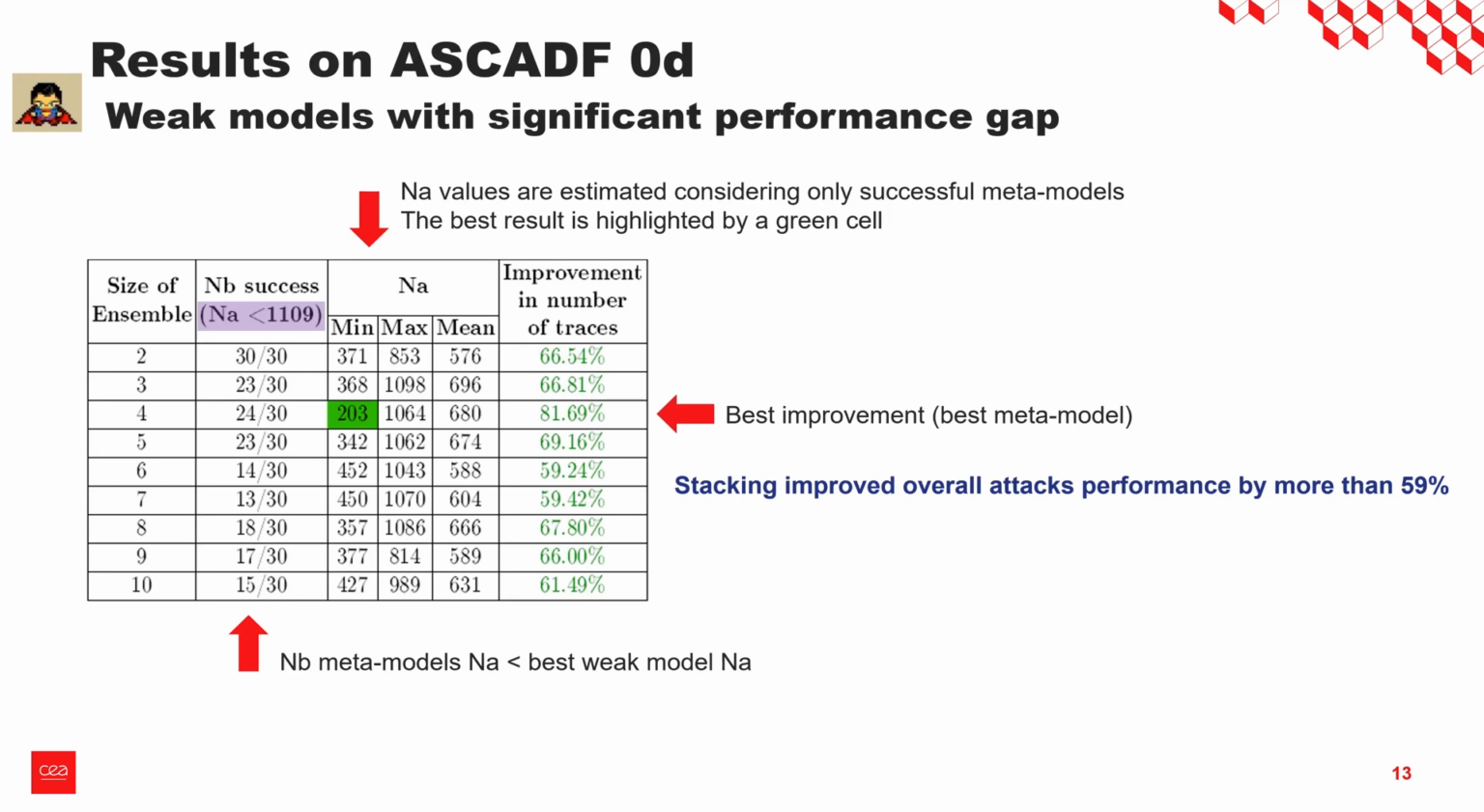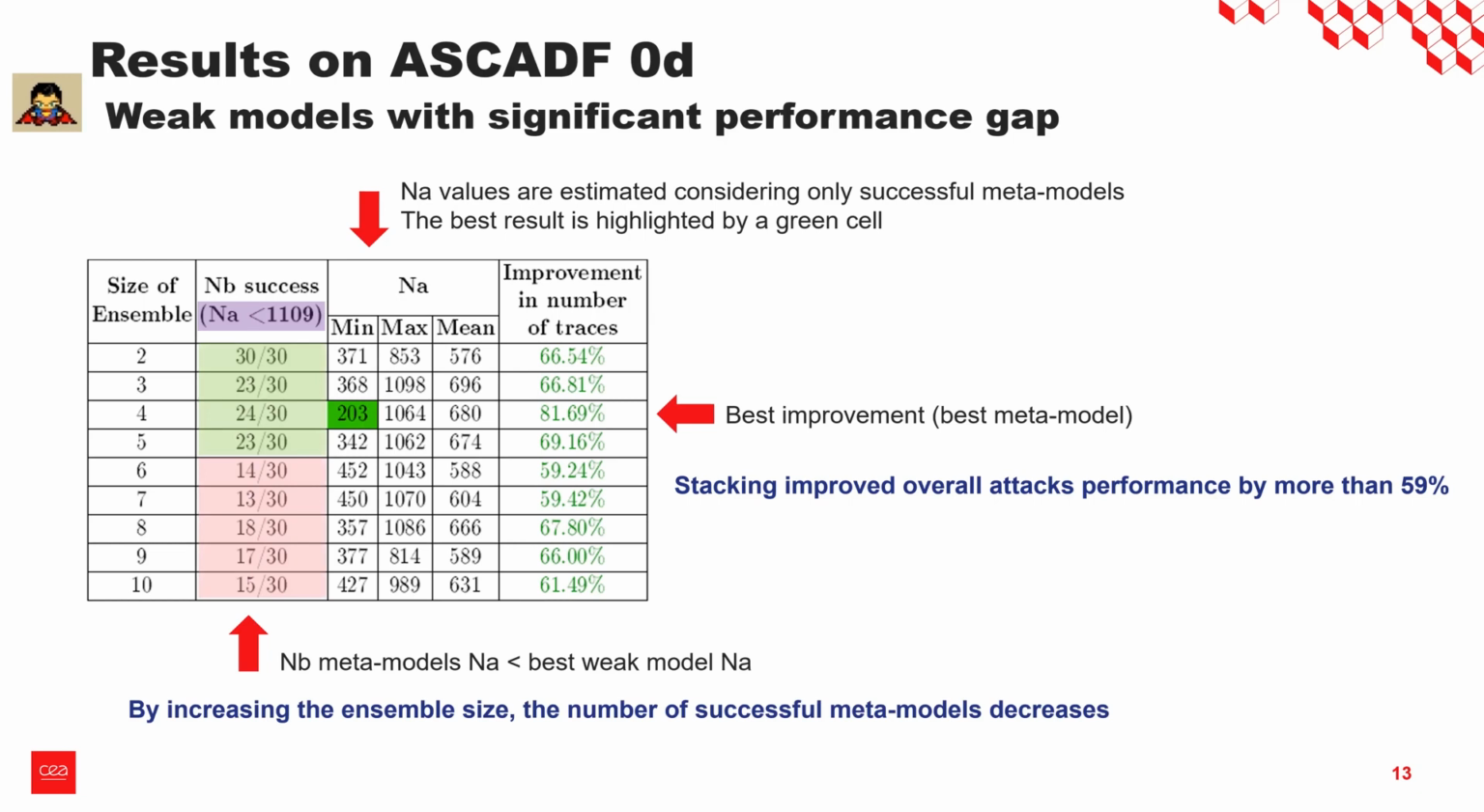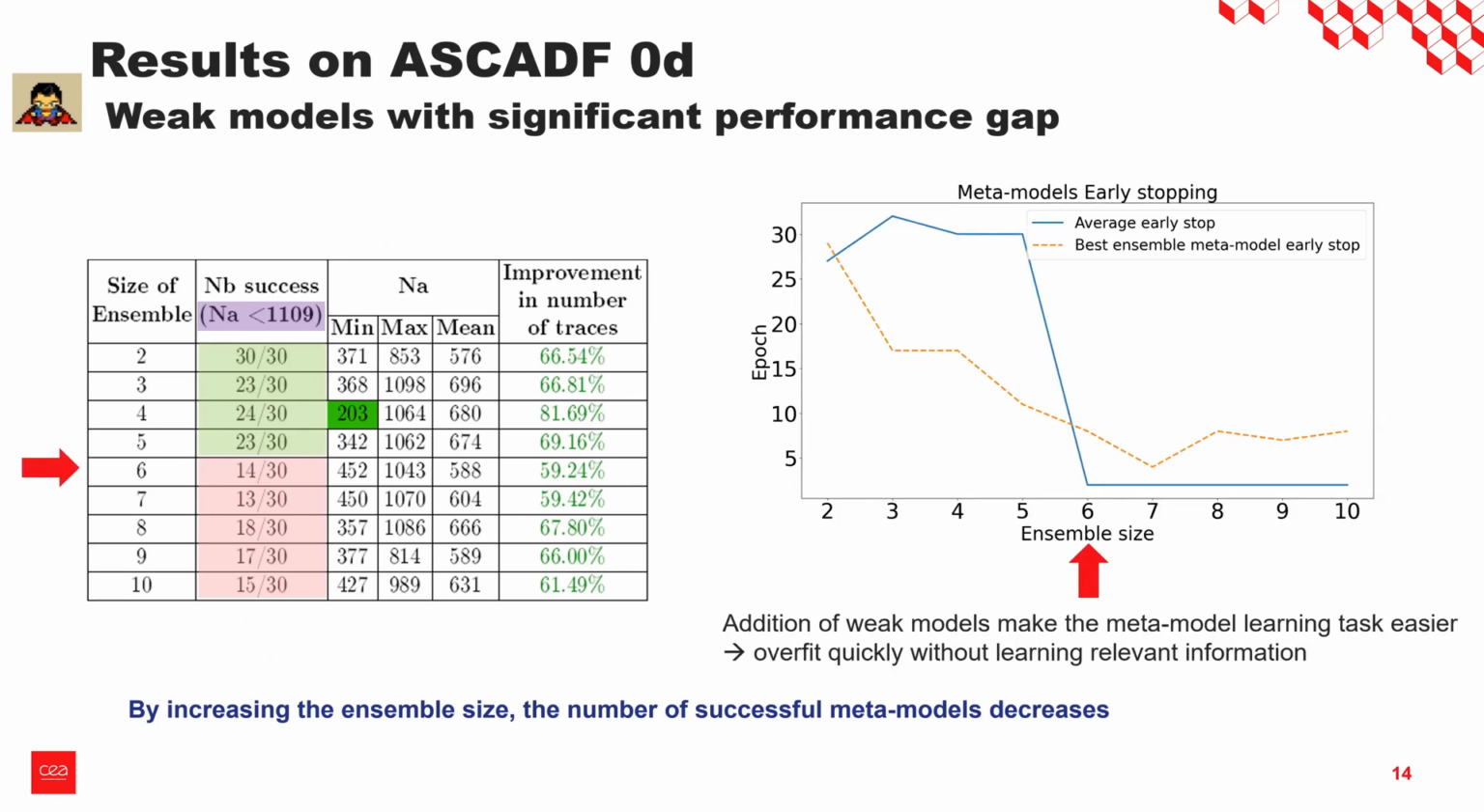We observe that on this dataset, stacking ensemble can improve the overall attack performance by more than 59%. And the best stacking improvement was obtained on the ensemble of 4 weak models, with a meta model that improves the attack performance compared to the best single weak model baseline by more than 80%. However, we observe that by increasing the ensemble size, the number of successful meta models tends to decrease. We initially thought that the weakest models impact and penalize the ensemble performance. But in fact, the addition of weak models and their knowledge in the ensemble, even less and less efficient, makes the meta model learning task easier.